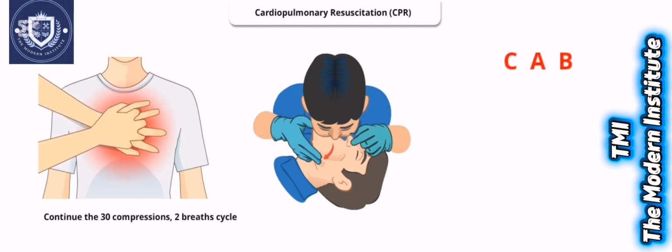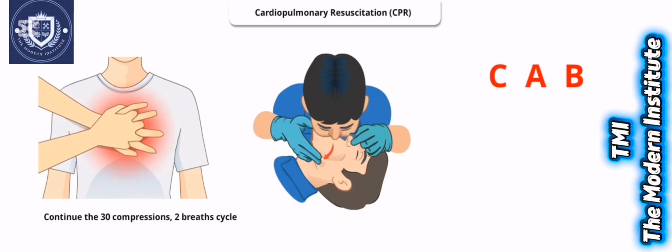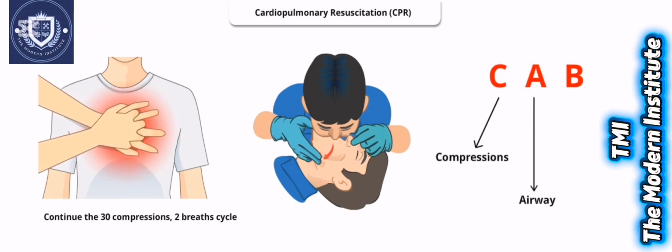The 3 basic parts of CPR are easily remembered as CAB. C for compressions, A for airway, and B for breathing.